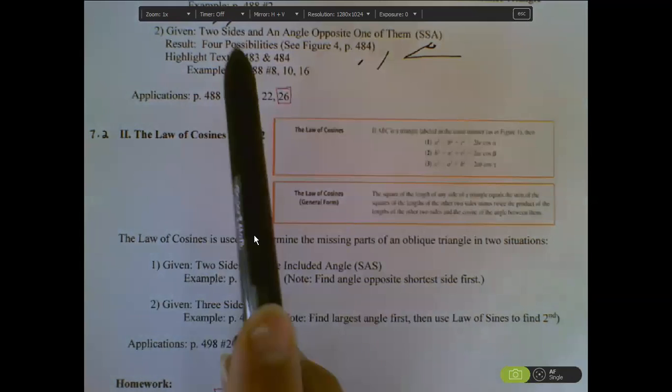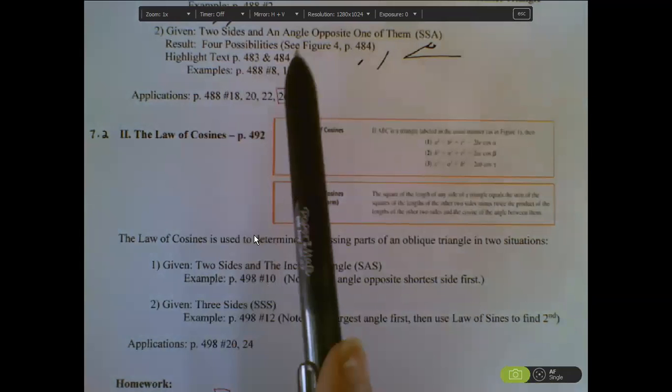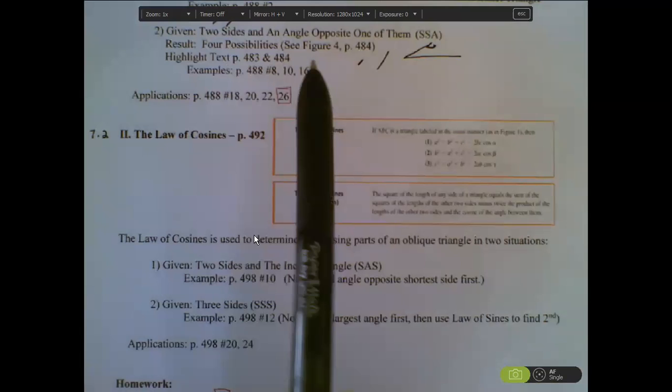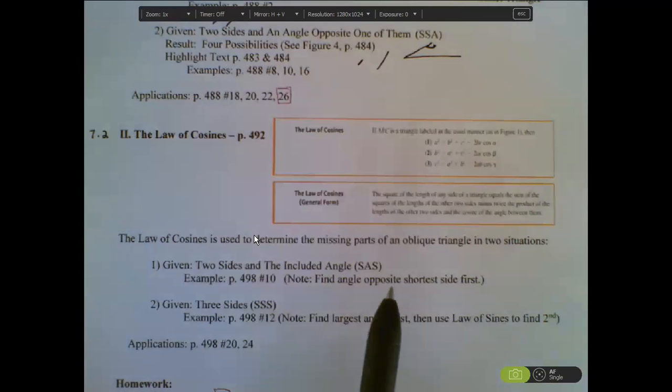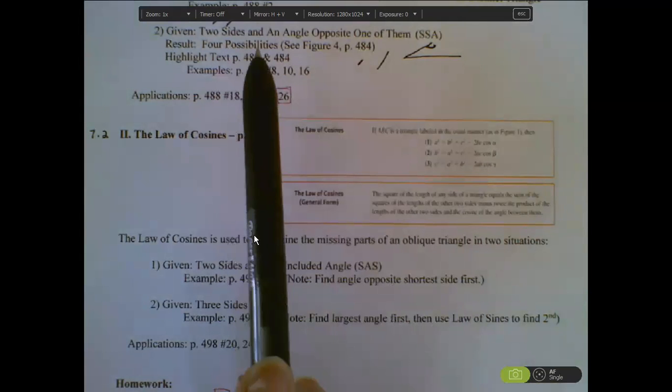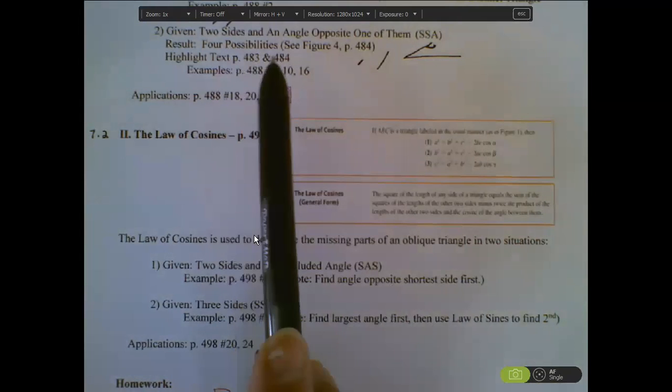Remember this ambiguous case where there could be no triangle, could be 2 triangles, could be 1 triangle. If we find the angle opposite the shortest side, that has to be the smallest angle. The smallest angle is an acute angle. Every triangle's got to have at least 1 acute angle. And if we find it first, then we don't run into that could be 1, could be 2, could be none situation. We're trying to avoid that ambiguous case.